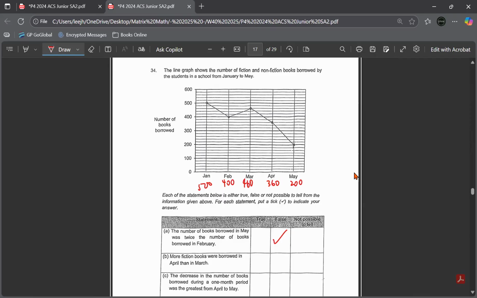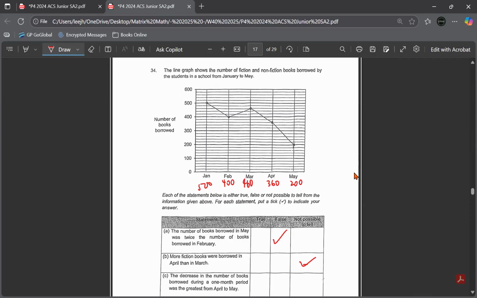Question B, more fiction books were borrowed in April than in March. April is where? Here, March. So you don't know which category, which kind of books did the students borrow. You only know from March to April, right? There is actually a difference in the number of books borrowed, but they didn't say is it fiction or non-fiction. So you cannot tell. So it's actually not possible to tell.